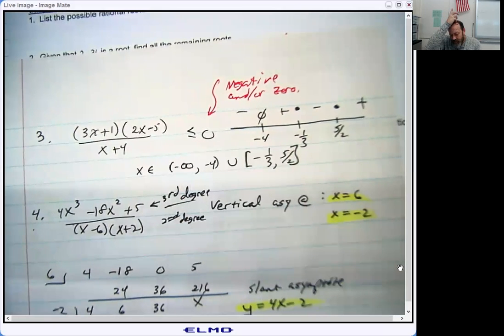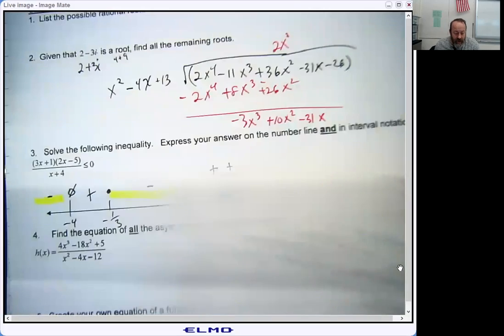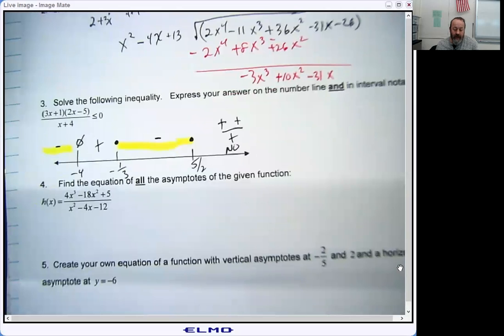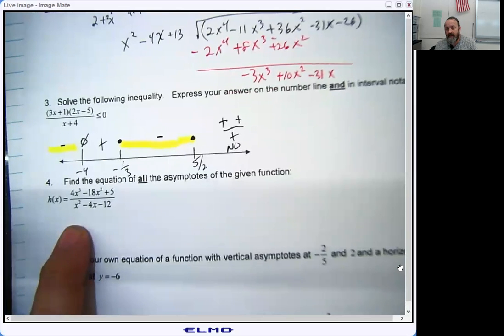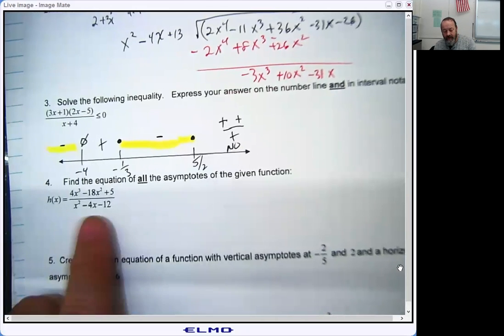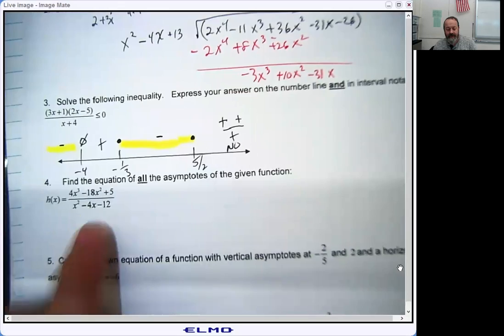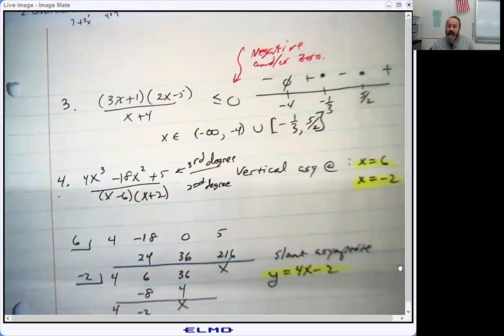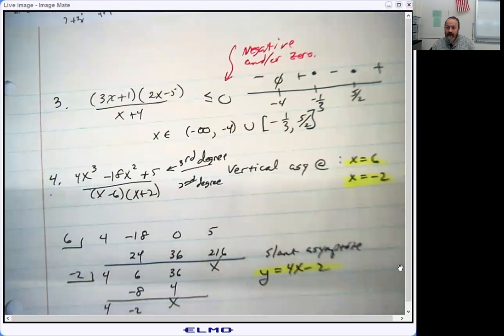Now, problem number 4 is a little bit trickier. In that particular problem, I believe it was asking us to find every possible asymptote. And since we have a 3rd degree divided by a 2nd degree, this should be a 1st degree or a slanted asymptote. And there's pretty good potential that I'm going to have a couple of verticals. So I did go ahead and factor that. So I have a 3rd degree divided by a 2nd degree. I factored and I saw the 2 vertical asymptotes at 6 and at negative 2.